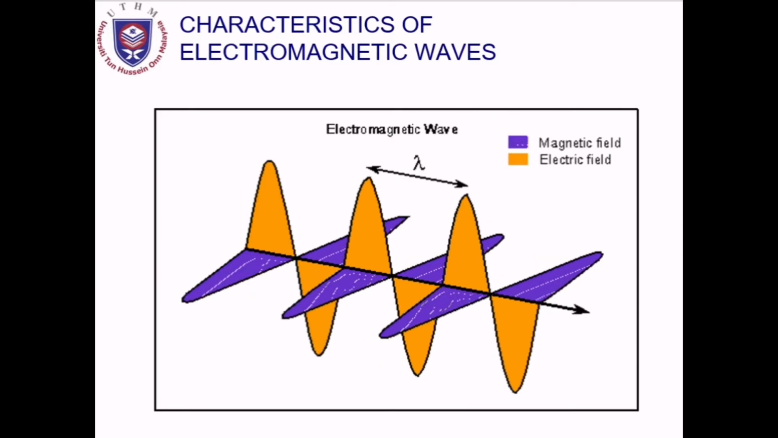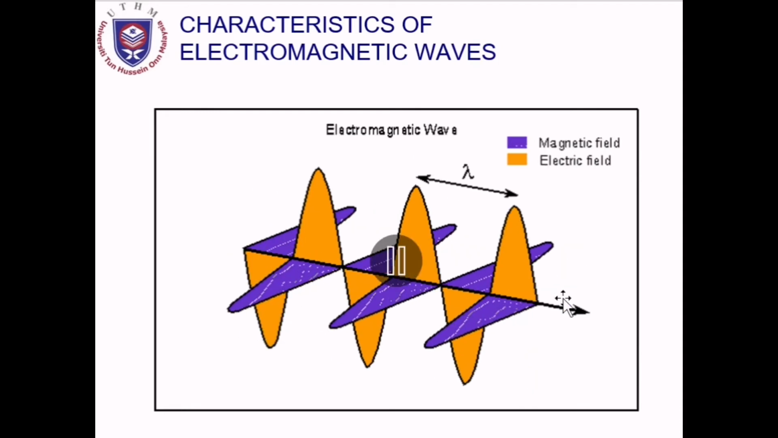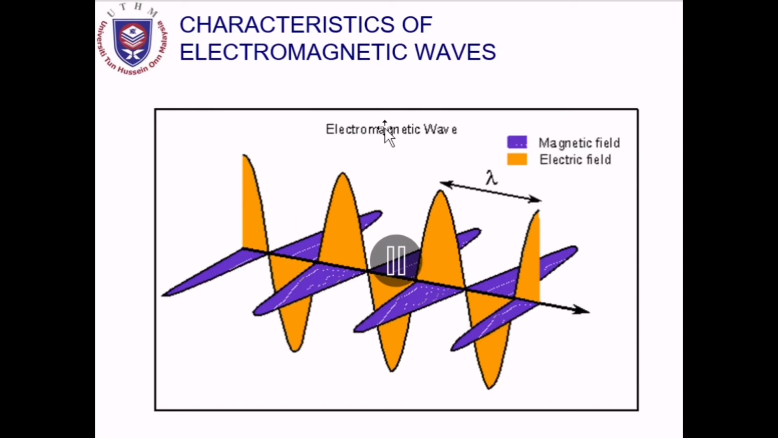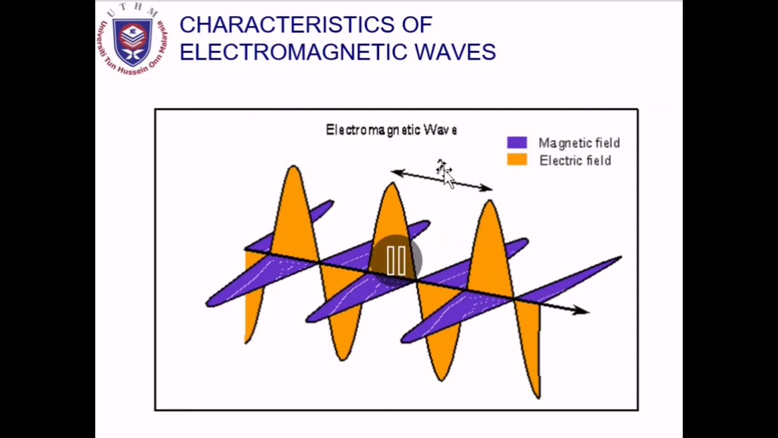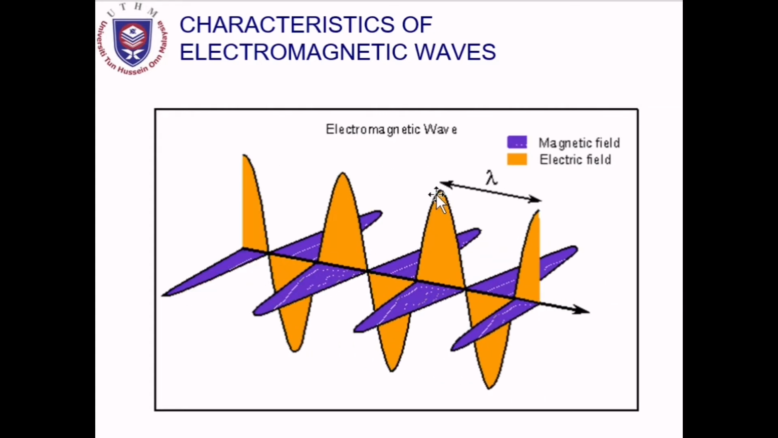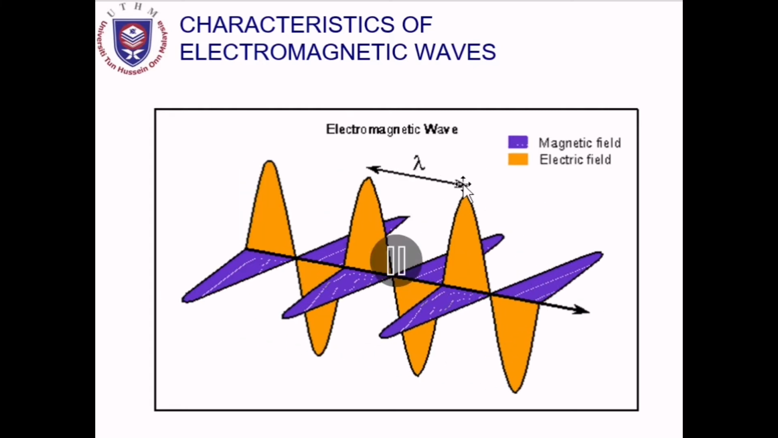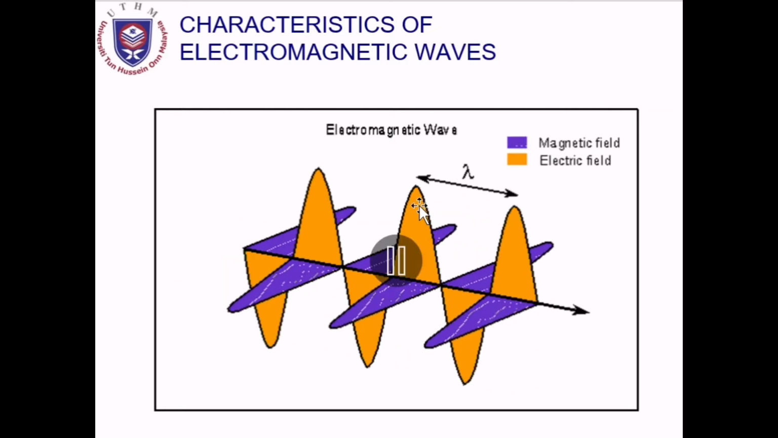This is the animation of the electromagnetic waves. It propagates in this direction. From here, you can see lambda. Lambda is the wavelength. So how do we determine lambda? It is basically the distance between any two corresponding points on adjacent waves. Basically, it's a complete sinusoidal wave from one corresponding point to another corresponding point.